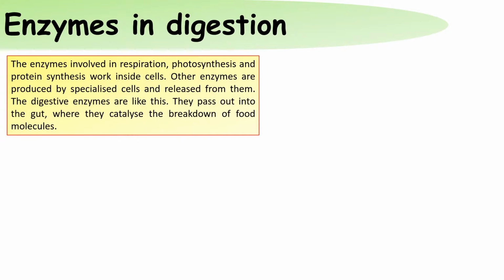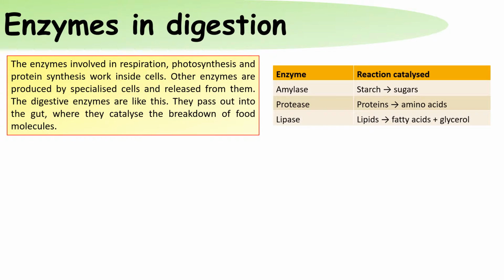There are many enzymes involved in the human body. Many different types of enzymes are used in digestion to ensure the breakdown of food so that it can be absorbed. The enzyme amylase breaks down starch into sugars. The enzyme protease breaks down proteins into amino acids, and the enzyme lipase breaks down lipids into fats and glycerol.